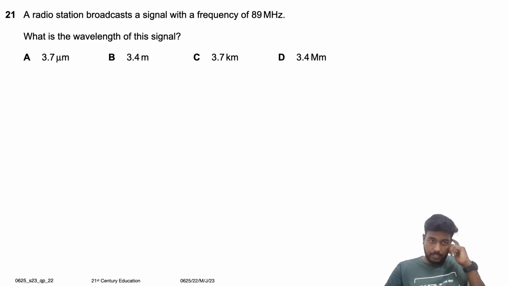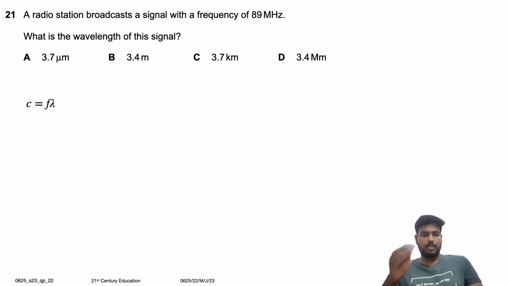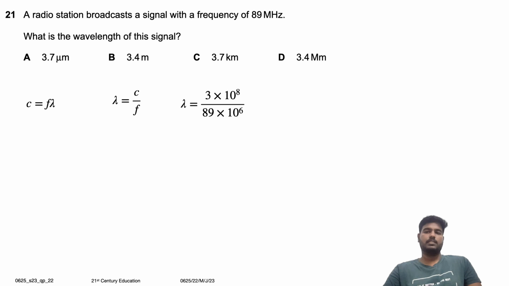A radio station broadcasts a signal with frequency of 89 megahertz. What is the wavelength of the signal? How can we find wavelength? We know that v or c is f lambda. We have to find lambda, which is c by f. If we rewrite this equation, c is 3 into 10 power 8 divided by frequency 89 megahertz. For mega we are writing 10 power 6. So the lambda will be 3.37 meters. If we round off, 3.4 meter.